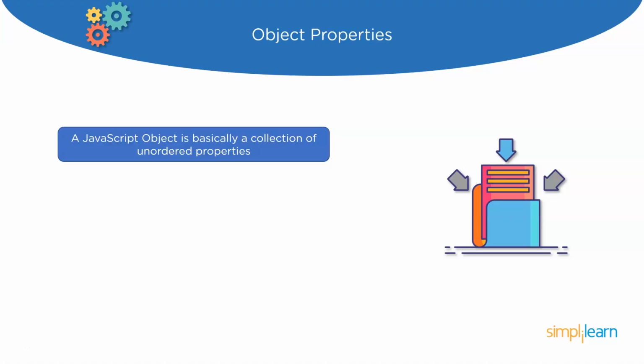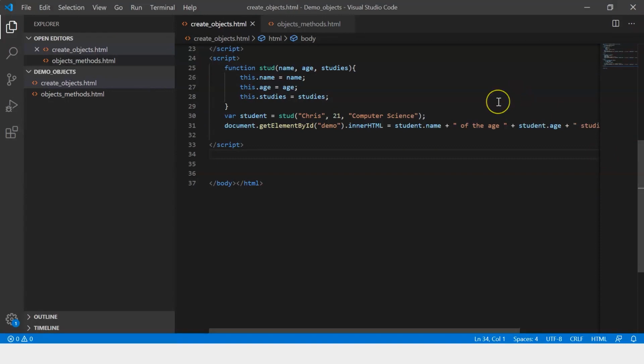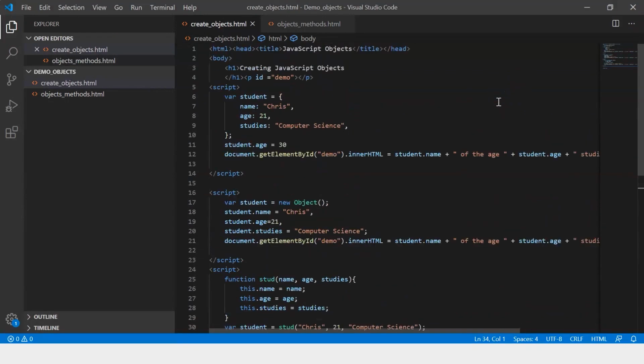object properties. Now a JavaScript object is basically a collection of unordered properties, right? Values associated with the JavaScript object are called its properties. And properties can usually be added, updated, or deleted, excluding read-only properties. So now let's have a look at the demo to help you understand this better. So let me go back to my VS Code. So this was where we left off, and this was how we created objects, right?